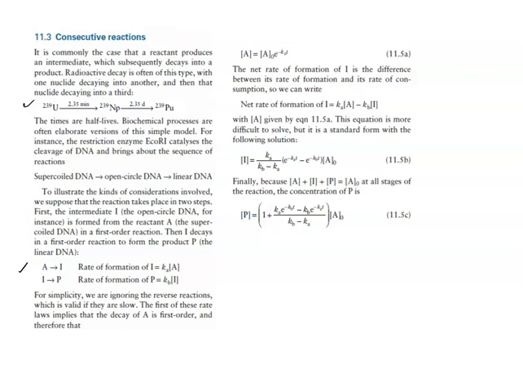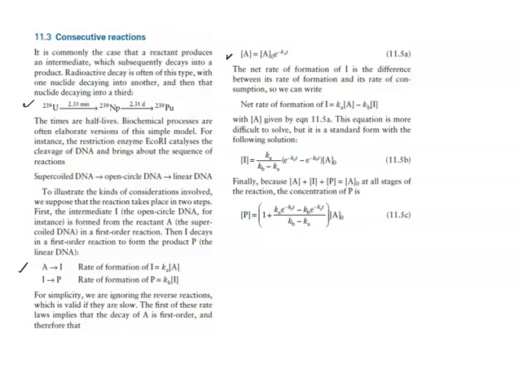The first of these rate laws implies that the decay of reactant A is first order, and therefore we can state the following. And in this case, the net rate of formation of the intermediate is the difference between its rate of formation and its rate of consumption.